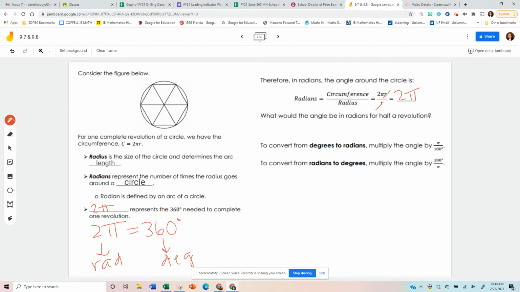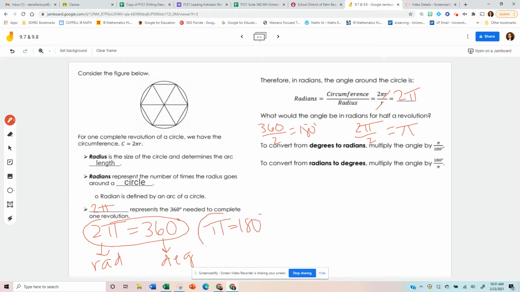So what would the angle be in radians for half a revolution? Half of a rotation is 180 degrees, right? If a full rotation is 360, half of a rotation is 180 degrees. And in radians, if a full rotation is 2 pi, half of a rotation is just pi. So that means 2 pi is equal to 360 and pi is equal to 180 degrees.